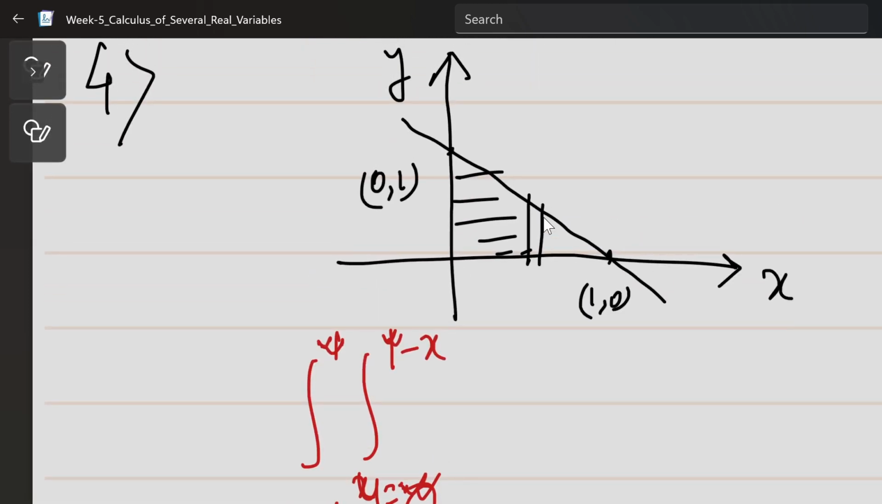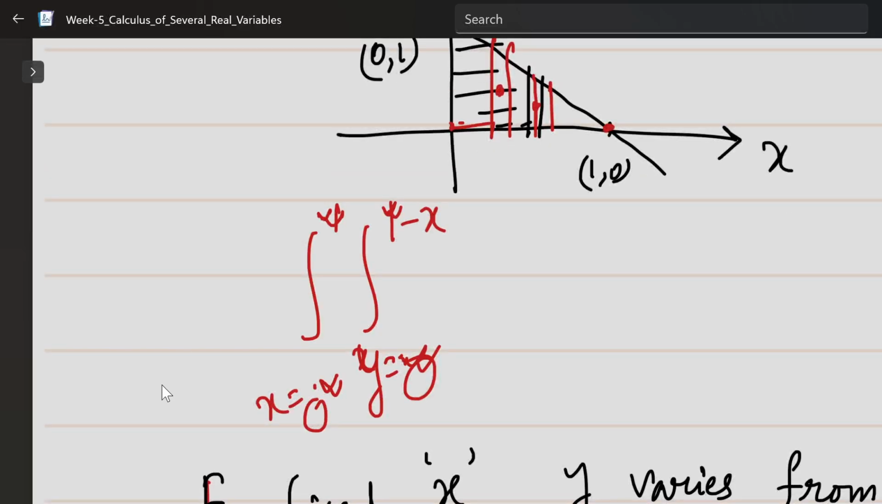That means for a fixed x, y varies from here to here, from lower to upper. And x varies from this point to this point. I hope you are taking it like this. That means for a fixed x, y varies from 0 to 1 minus x.